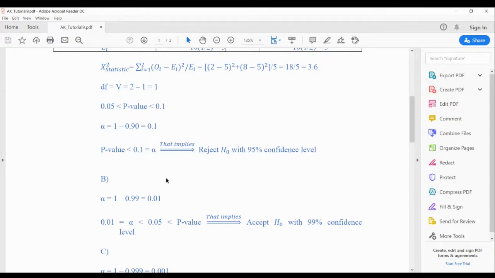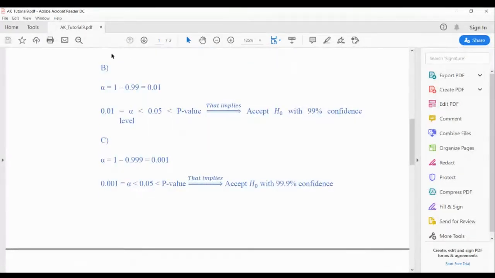Whenever your p-value is less than your alpha, this implies that you can reject H0 with a certain confidence level, which is here actually 90%, not 95%. There's a typo here. It should be 90% because we calculated alpha by using that. So here, please change it to 90%. So reject H0 with 90% confidence level.